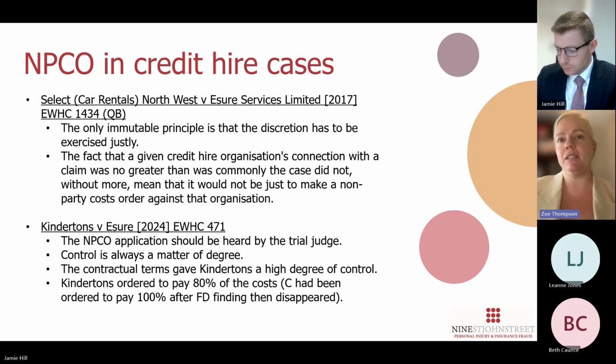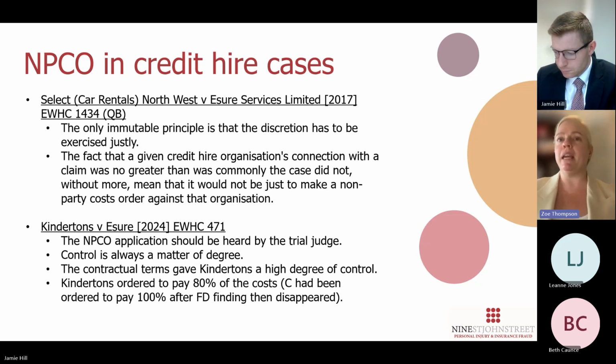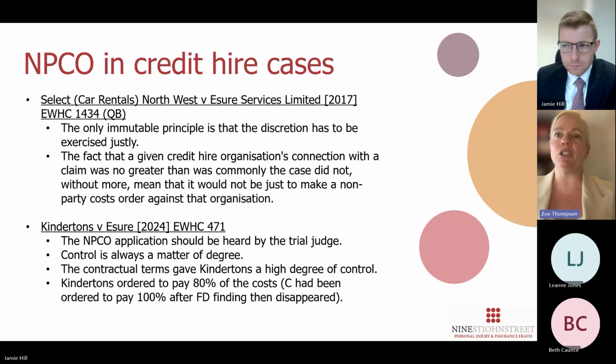I'm going to look at three cases. The first one, which kind of started the ball rolling, was a 2017 case called Select and Esure. And that was a case where at trial, the judge didn't make a finding of fraud or fundamental dishonesty, but he did find that he wasn't satisfied on a balance of probabilities that the claimants had even been involved in an accident. So unsurprisingly, Esure weren't happy with their costs order not to be enforced, wanted to do something to try and get their costs out of the credit hire company.